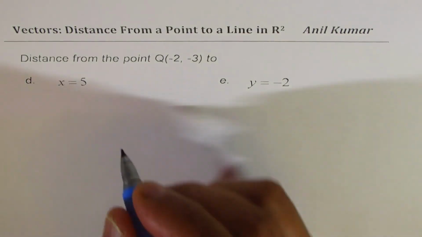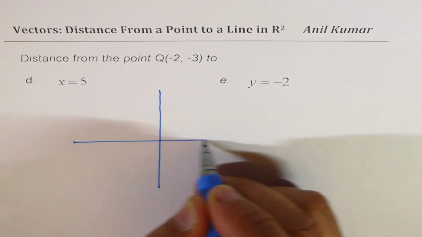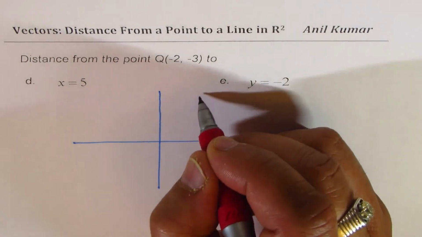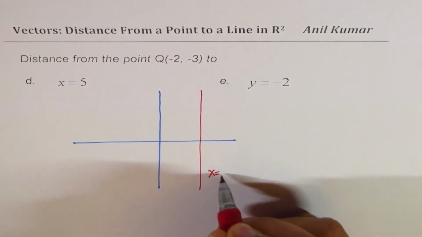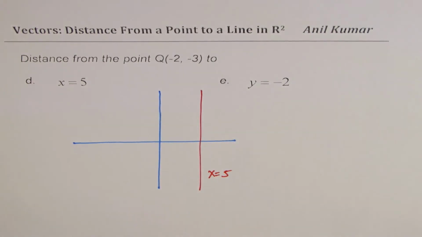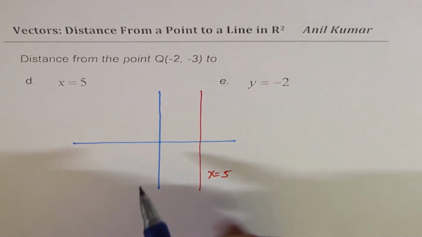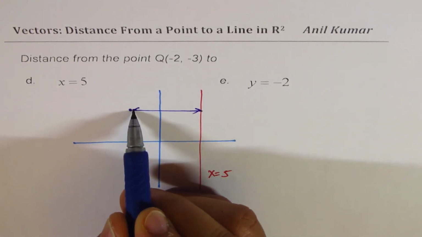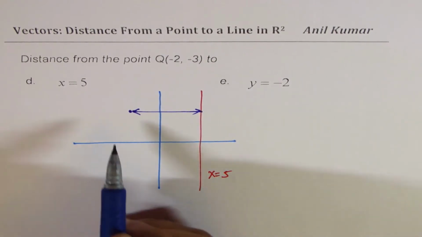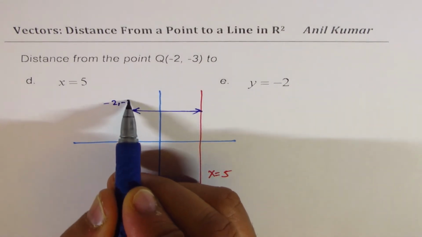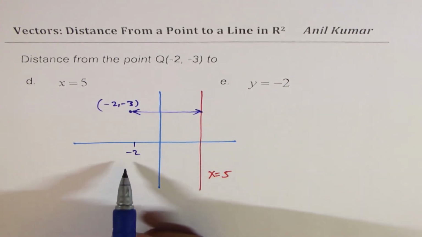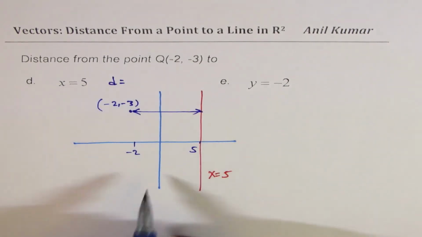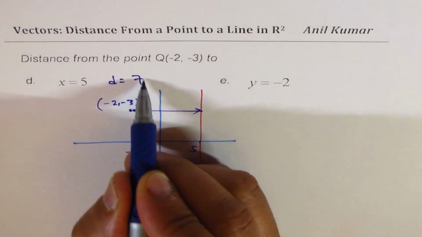So let's take up the next question, in which we are working with horizontal and vertical lines. So that is simple. We need not even use any formulas. x equals 5, as you know, is a vertical line, correct? We have the point (-2, -3). So the distance is definitely that distance from the line, correct? Since this point is at -2, which is -2 units here, and this line is at 5, you can see that the distance here is equal to 5 plus 2, 7, right?